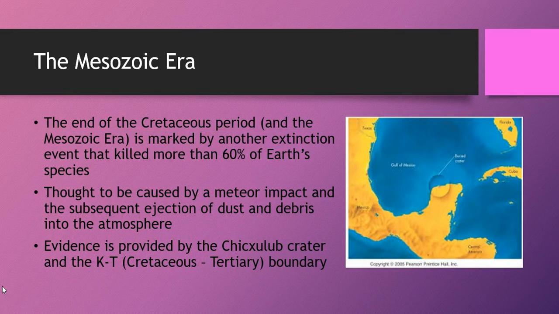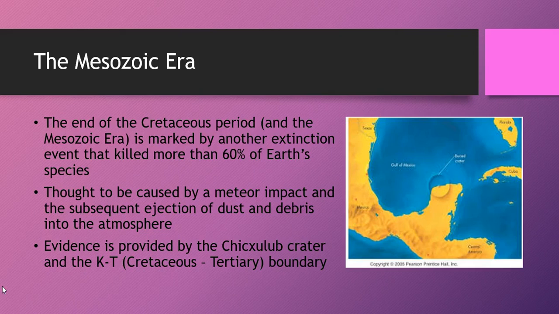At the end of the Cretaceous period and the end of the Mesozoic Era, we find another extinction event that killed more than 60% of Earth's species. This is generally thought to be caused by a giant meteor impact somewhere near the Yucatan Peninsula. The meteor impacts and ejects debris and dust into the air. That debris and dust then blocks the sun and causes the Earth's temperatures to drop, causing many animals, particularly things like reptiles, to die off.